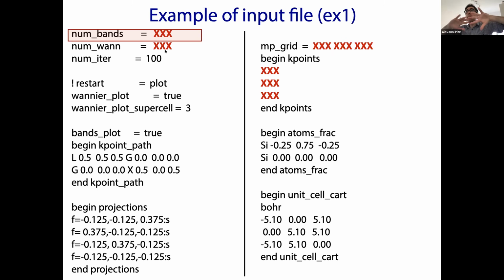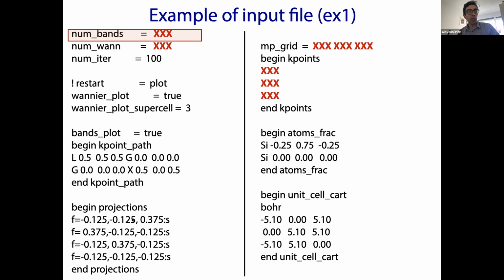But the bands are entangled. So typically you want to compute more bands in DFT, 12, 16, and then you only extract 8 with this disentanglement. So this number is the number of bands you used in the NSCF, while this number is the number of Wannier functions, which is the same number you used here. So in this case, for instance, exercise 1 will instead be only the valence band of silicon.